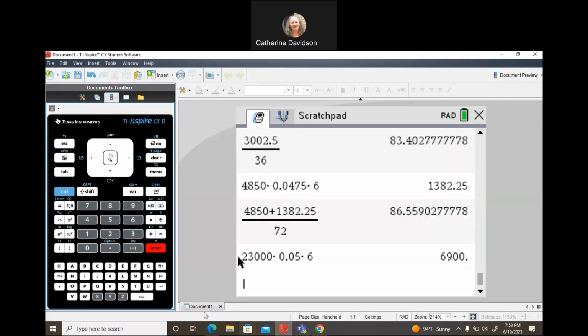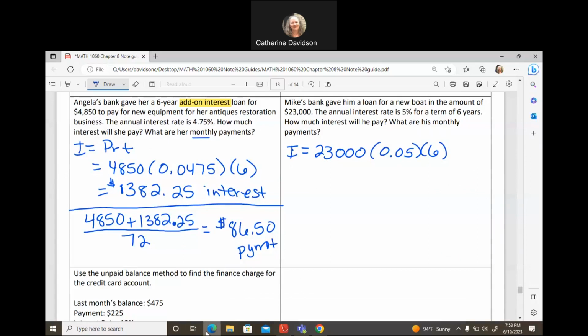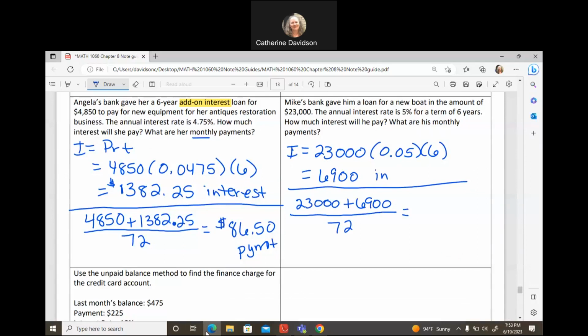So 6,900. That's the interest that he's going to pay on this loan. So we take the loan amount, we're going to add the interest. The bank has to make its money. And we're going to divide by what? This is monthly for 6 years. Right, make a note here. This is the interest. Divide it by 72 to find our monthly payments.